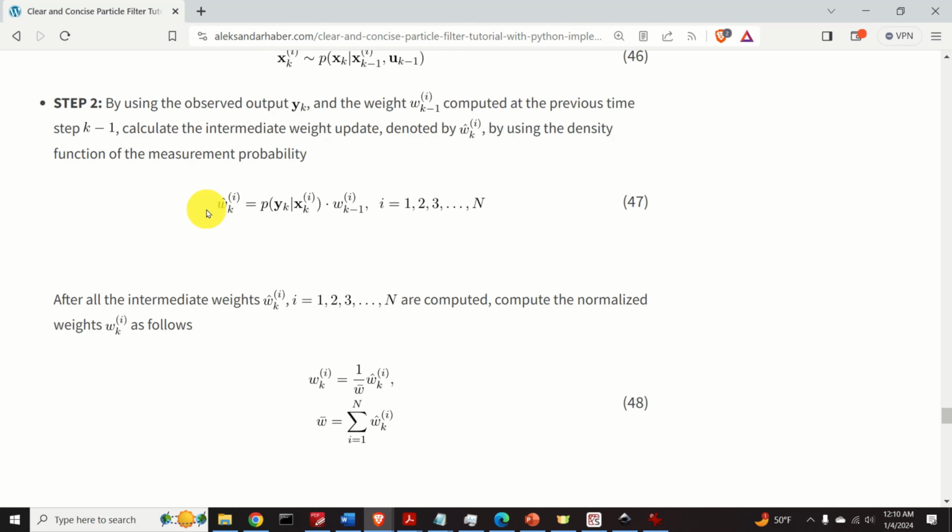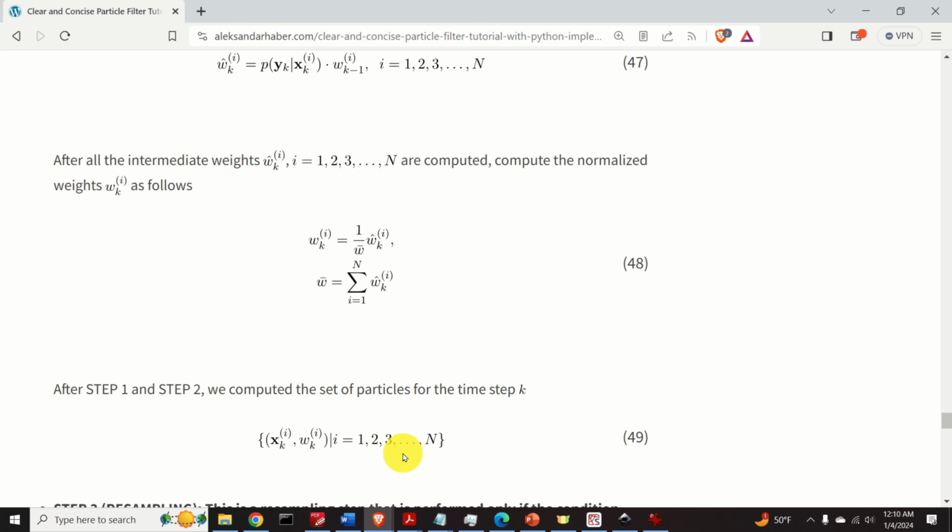After all the intermediate weights are computed by using this equation, we compute the final form of the normalized weights wk with the index i like this. We simply take the sum of all the intermediate weights and divide the intermediate weights by the sum. And that's it. That's called normalization in statistics.